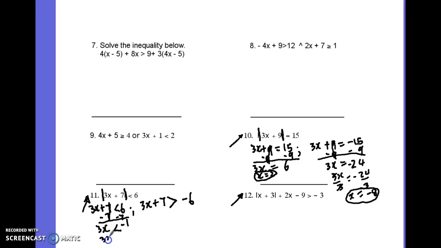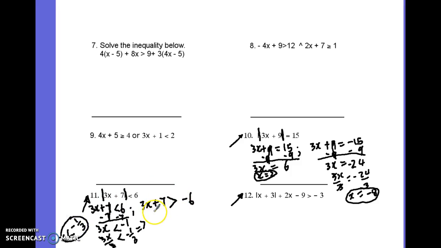So we have 3x divided by 3 is less than negative 1 divided by 3. The 3's will go away. And now we have x. Let me put it over here. X is less than negative 1/3. That's one part of the answer. Don't forget the second part.